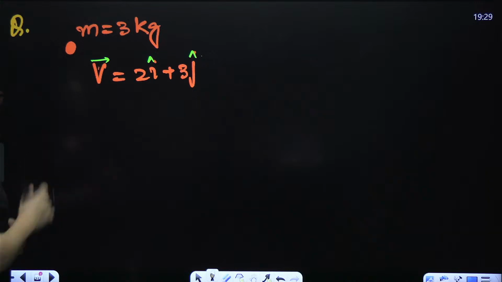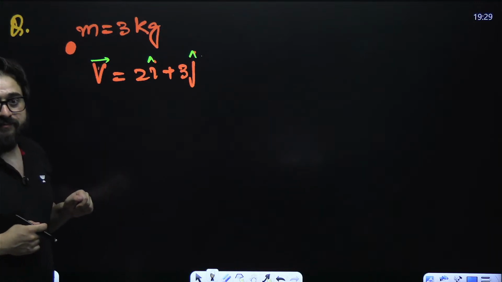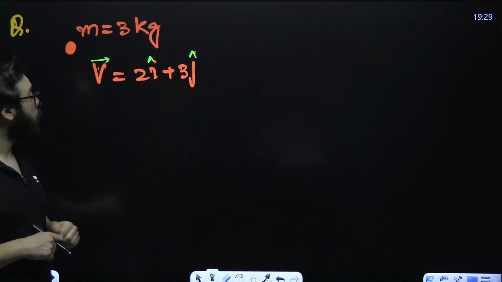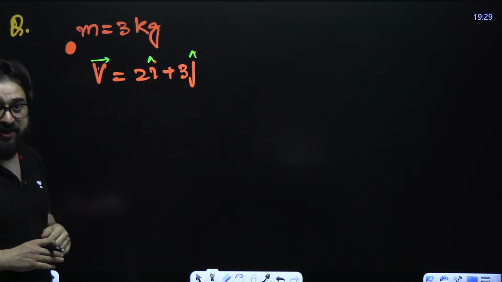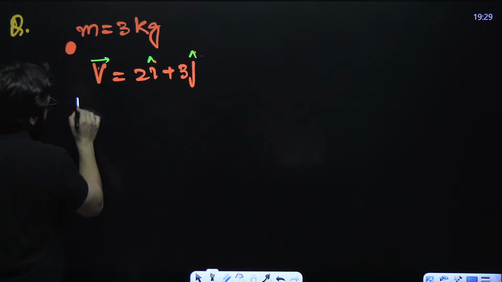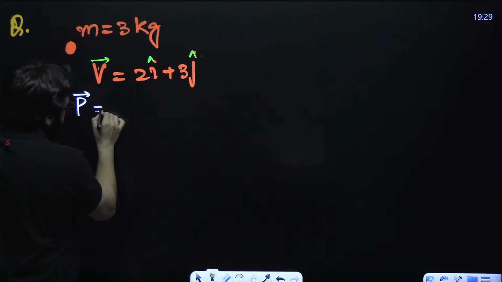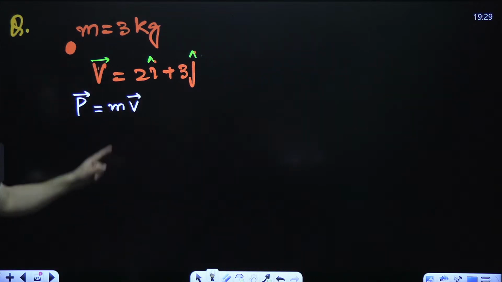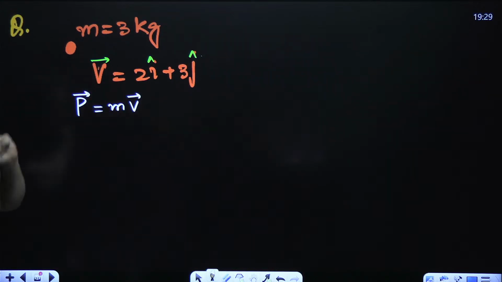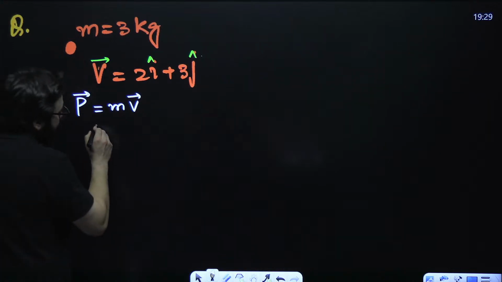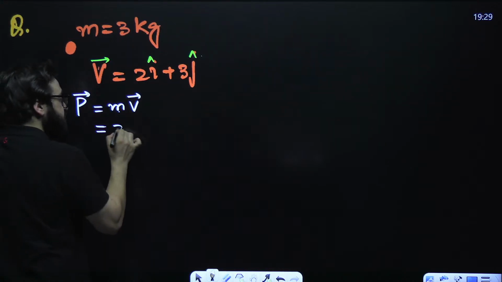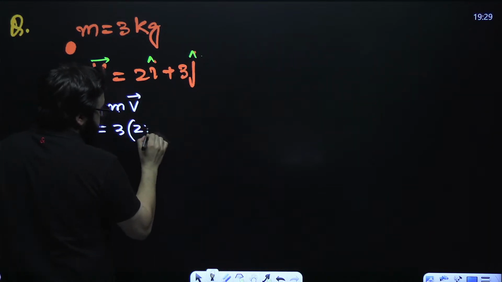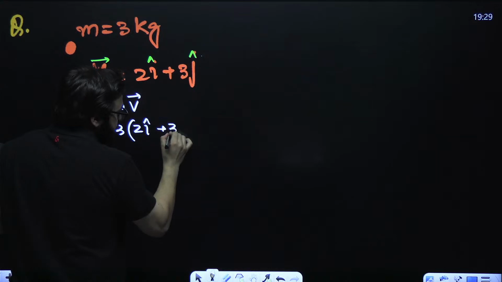We have got a mass over here. Mass is 3 kg. Velocity is 2 i plus 3 j. If we have to find the momentum, momentum is the product of mass and velocity. Velocity is a vector quantity, mass is a scalar quantity. So what is mass? That is 3. What is velocity? That is 2 i cap plus 3 j cap.